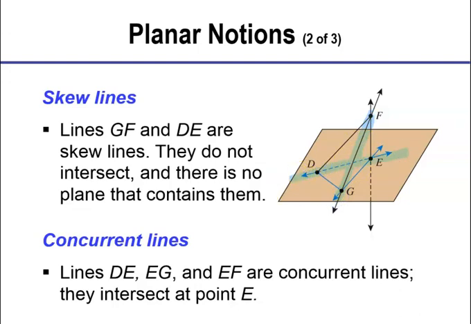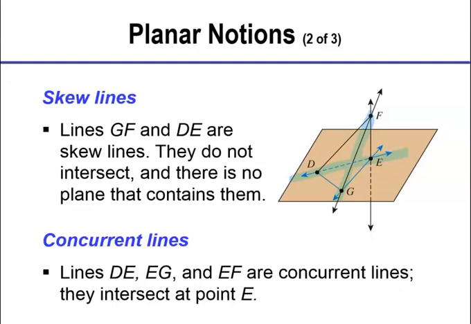Now, it almost looks like they intersect each other, right? But again, you've got to get your three-dimensional eyes working. GF and DE do not intersect each other. And there is no plane that contains them. They are in different planes. They are not coplanar, which means they are skew lines. Okay, so if you envision, and do the best you can here too, lines that do not intersect each other, and they are in different planes. Okay, so they're just out in space, and they're not going to cross each other.